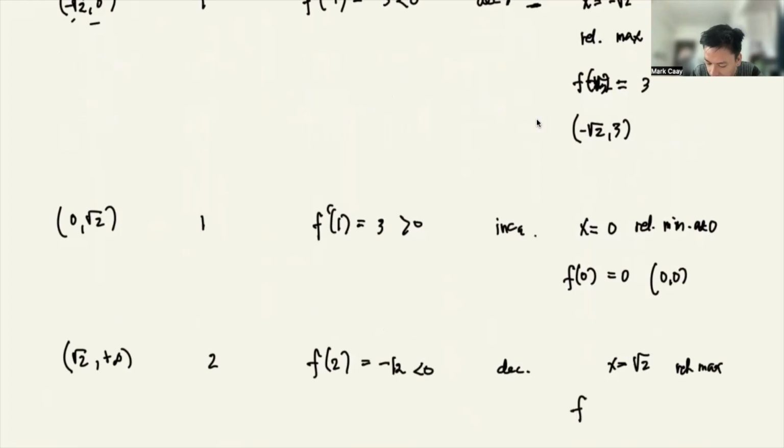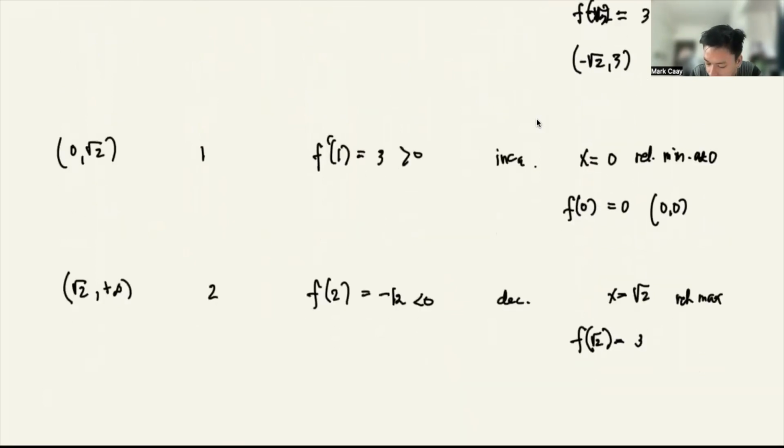So, let's substitute square root of 2 into f. I know that this will give 3. Correct me if I make a mistake. And then the point is square root of 2, 3. So, this is the relative maximum. That's it. If you have any question or clarification, please let me know.